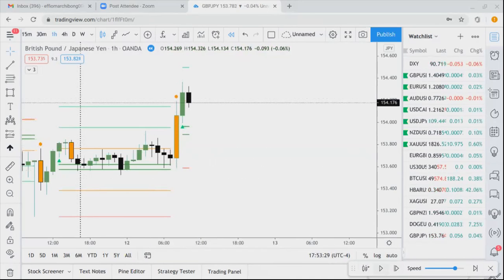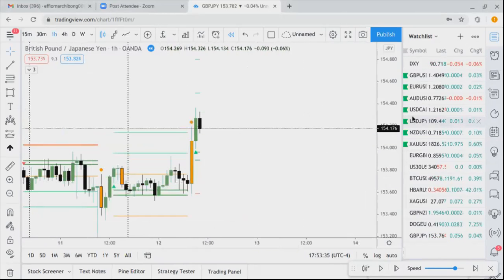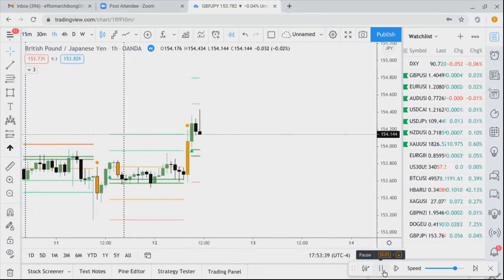So, having done that, let's see. Let's see if you did not understand the rules and you took that trade. Let's see what would have happened. Would you have made money? Let's see.